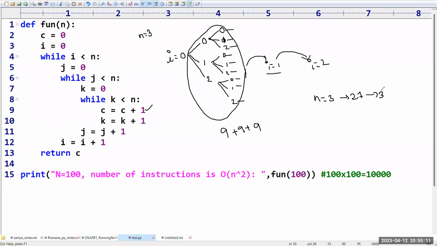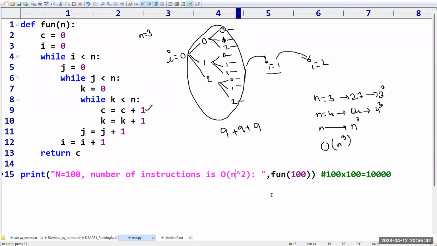Sir, can I write it as 3 cube? Yes. When N is equal to 4, we are going to get 64, which is 4 cube. So if N value is given, it is going to run N cube times, because 3 loops I am using, right? The time complexity of this algorithm is big O of N cube. Why N cube? Because 3 loops are there.